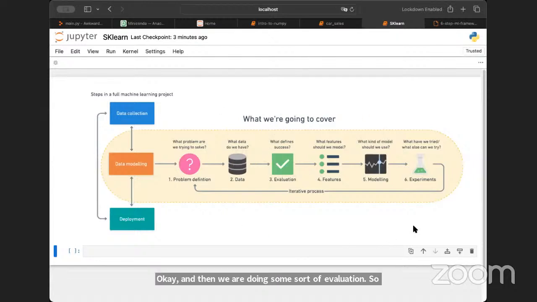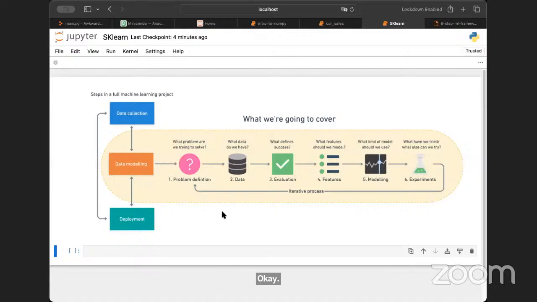Now, where are we heading towards? We are heading towards the last three sections. What features should we model? What kind of model should we use? And what have we tried? And what else can we try? Remember, I said that this is all an iterative process. There is no one way to know what we are supposed to use.